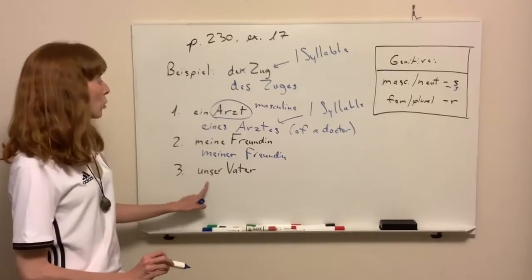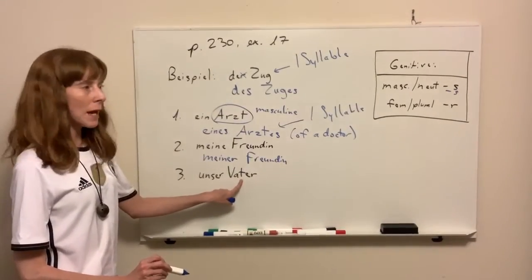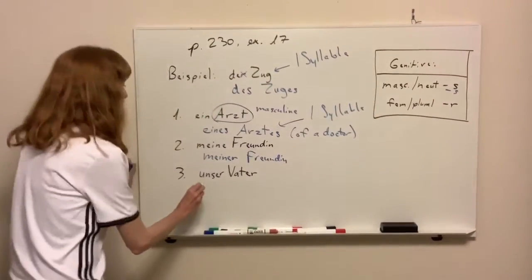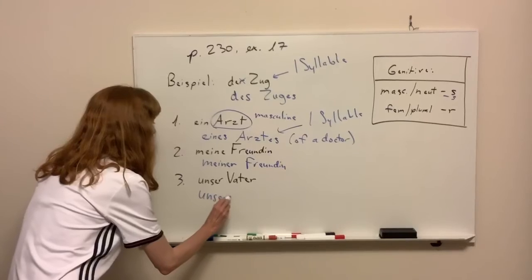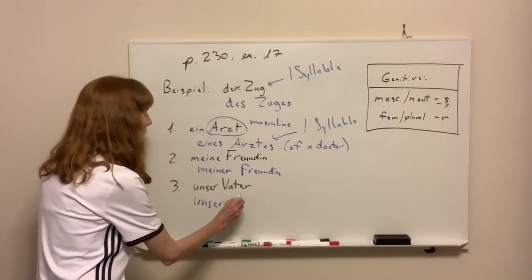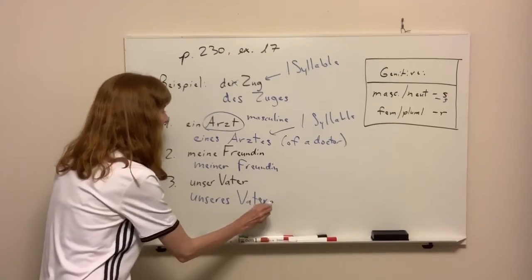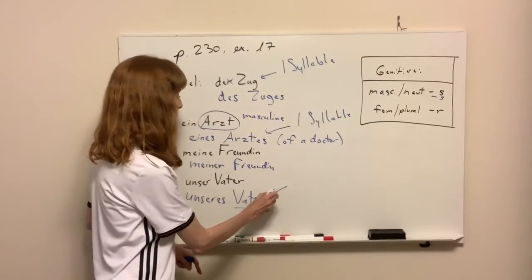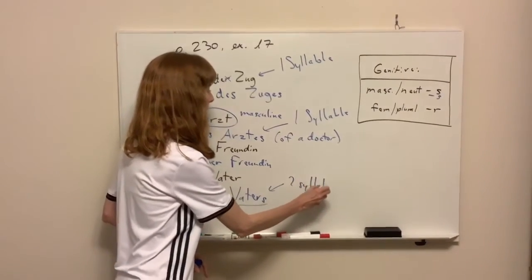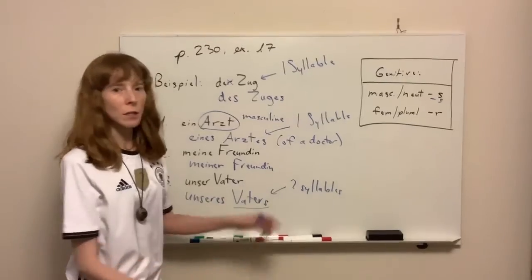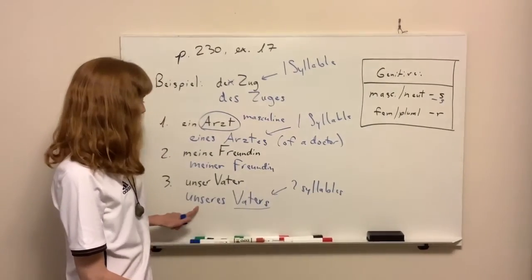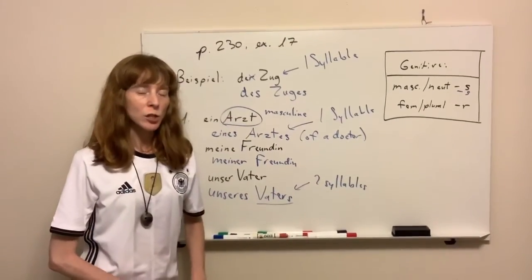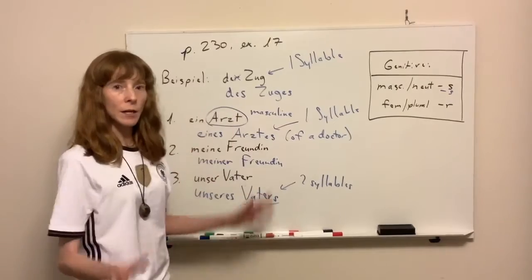Okay, next one, Nummer 3, unser Vater. We've got something else that's masculine. It's going to be a little bit more complicated. So we know we're looking at the letter S. Unseres Vaters. And you may be wondering, why is there not an extra E there? Well, this one was two syllables. If it's got two syllables in it already, you're good to go. You don't have to add an extra thing to it at all. So, unseres Vaters.